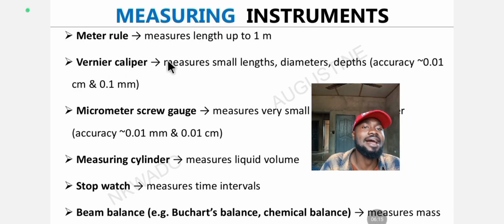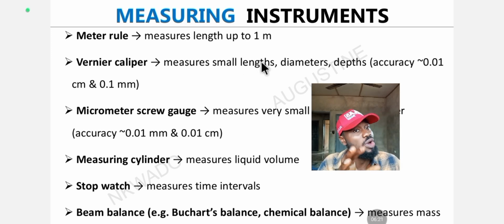We have vernier caliper here, and the vernier caliper measures small length. It's also used to measure length, but it's used to measure small length. It's used to measure diameters. It's used to measure depths. Okay, its accuracy is usually 0.01 centimeter, but when it's in millimeter, it's 0.1 millimeter. This accuracy is the zero error. Okay, zero error. You take zero error, 0.01 centimeter or 0.1 millimeter.